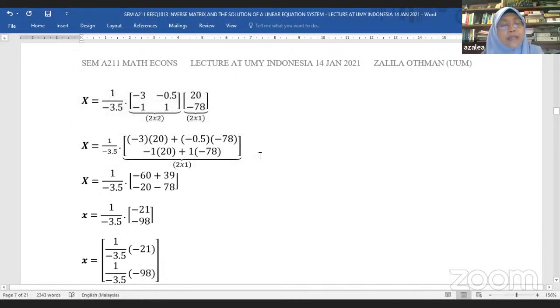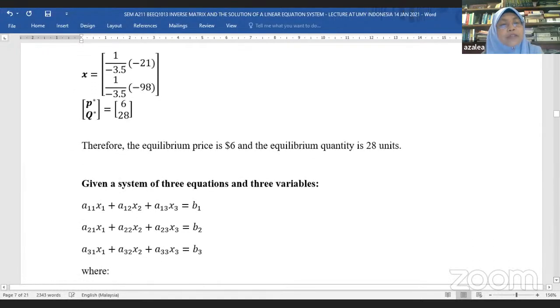Like this. For myself, I prefer to multiply cofactor A transpose with the constant first and then get this sum, rather than multiplying the 1 over the determinant with cofactor transpose, because then you will end up with fractions for all the 4 elements, and then you need to multiply those fractions with the constant. That will be a bit messy, I think. Once you get this sum, then you can multiply with the parameter outside. So 1 over minus 3.5, you can multiply with each of the elements, so you will get this value 6 and 28. So we can conclude that the equilibrium price is $6 and the equilibrium quantity is 28 units.